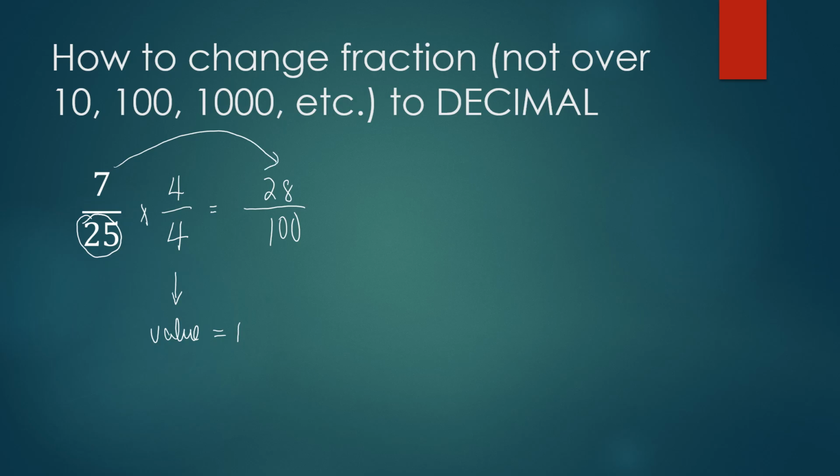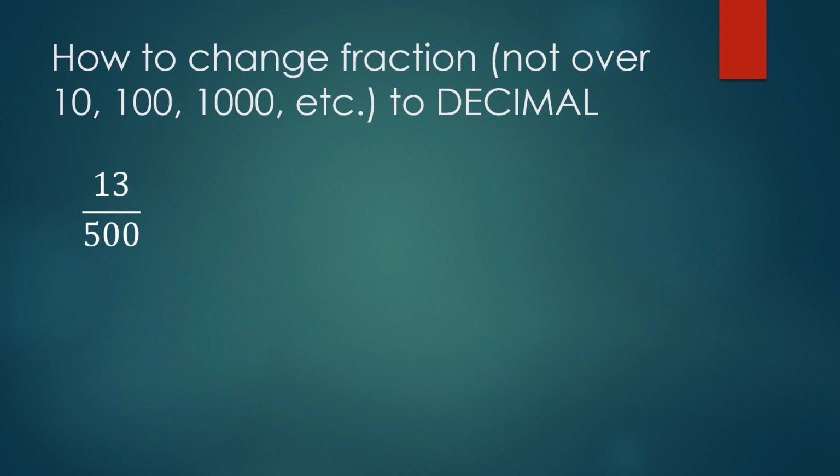Since we have now 28 hundredths and the denominator is a power of 10, which tells you actually the place value of the decimals, hundredths. So 28 hundredths is written as 0.28 in decimals.